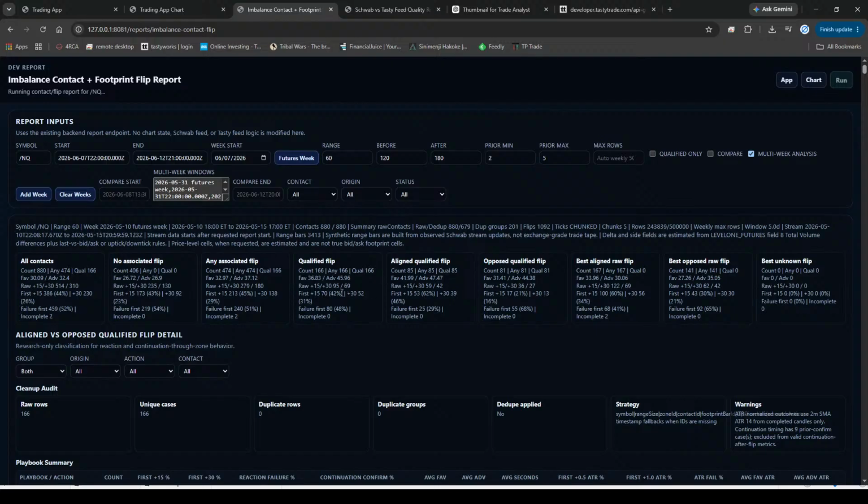Are we done? No, it's still running. With this pink circle, I know the report's running, and it should change the status up here once it's completed. Yeah, okay. So over a 2-week period, we have nearly 800 contact rows. So this is 800 times where a candle went back and made contact with an imbalanced area.